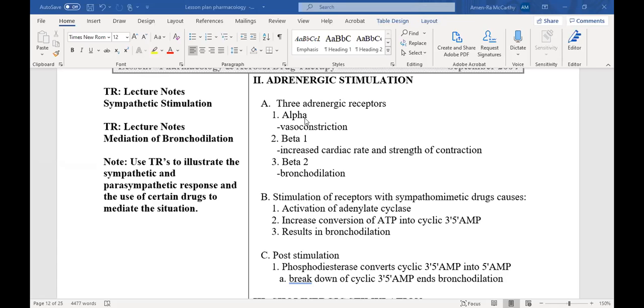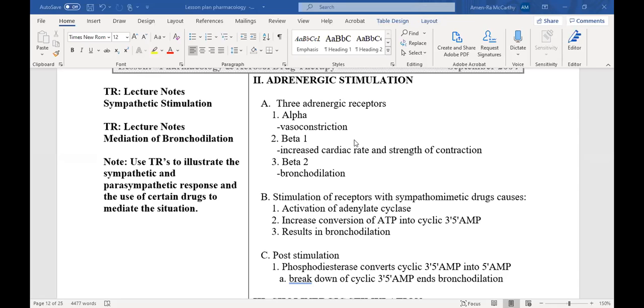Okay, alpha stimulation causes what, Miss Scott? Vasoconstriction. Vasoconstriction, good. Those are the blood vessels, right? Not the lungs, but the vasoconstriction makes the blood vessels constrict. Right? The alpha stimulation of the adrenergic stimulation side causes the blood vessels vasoconstriction. Okay, don't confuse that with bronchial constriction. It's not. All right. Look at beta 1, Miss Renfro.